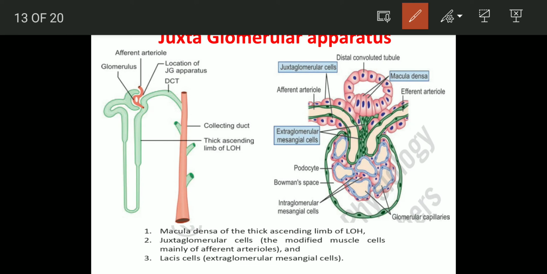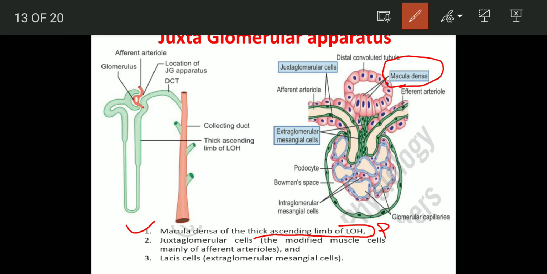So the macula densa, here you can see the macula densa. These are basically present in the thick ascending limb of the loop of Henle. This is asked in your MCQs: what is the location of the macula densa? So remember that it is in the thick ascending limb of the loop of Henle.